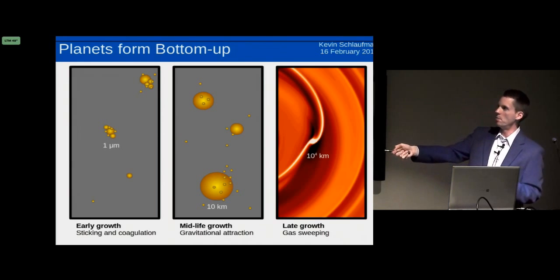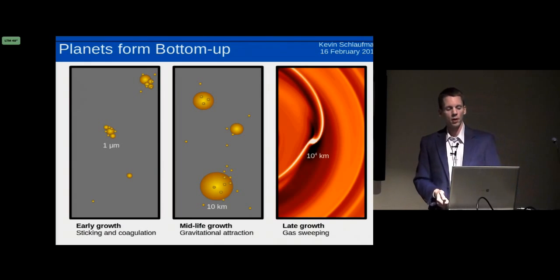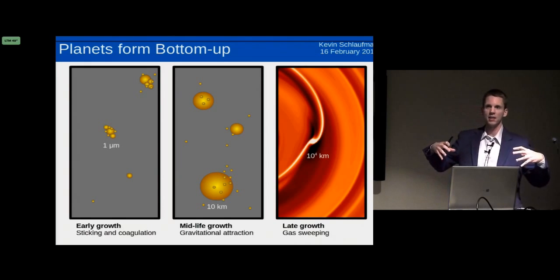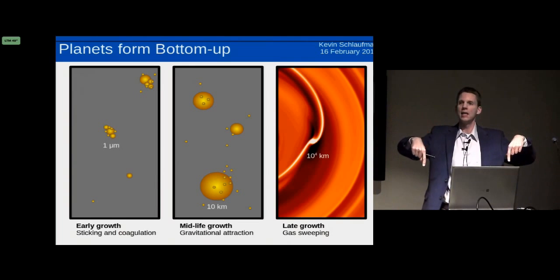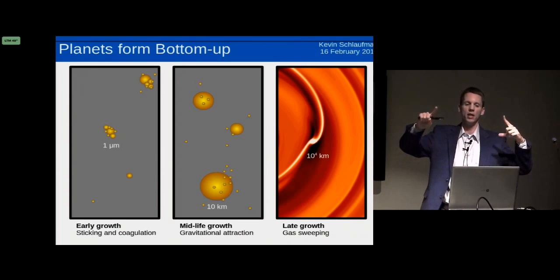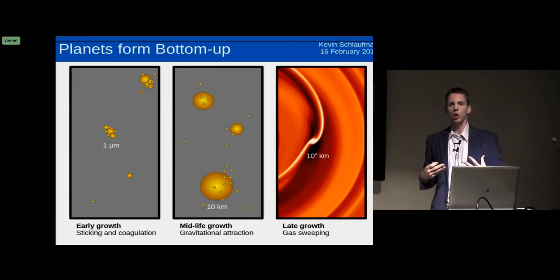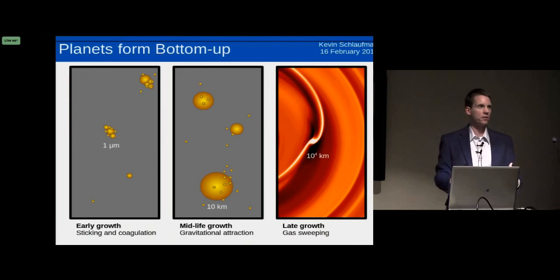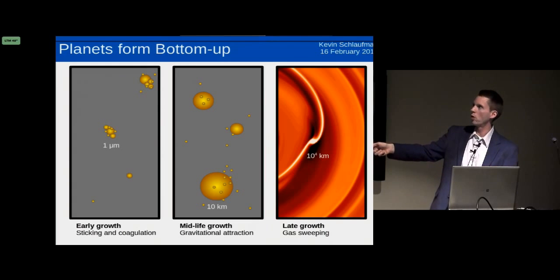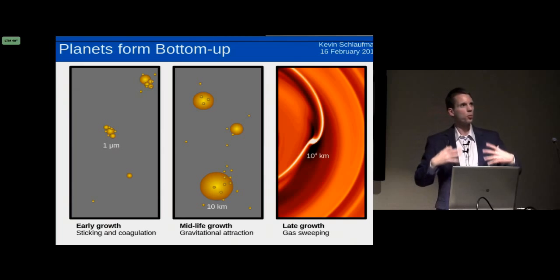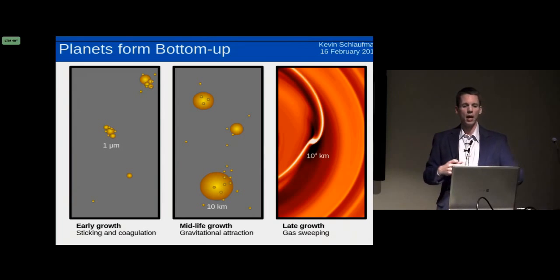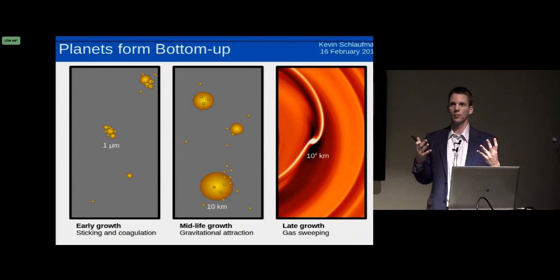And eventually, in the mid-stage of growth, gravitational attraction starts to be important. So an object has reached a sufficient mass that it starts to sweep up all of the material in an annulus around its area of formation. And as it grows, it becomes more and more effective at this gravitational sweeping. And in fact, the first few things which grow to this size start to dominate their local part of this protoplanetary disk. And they start to grow substantially.